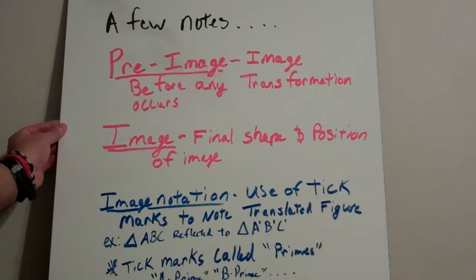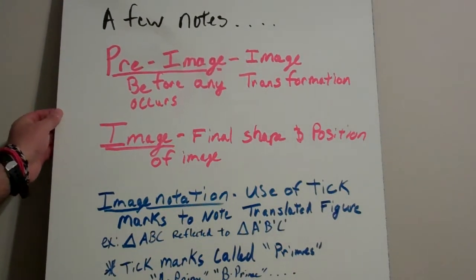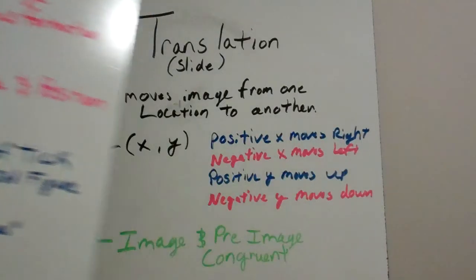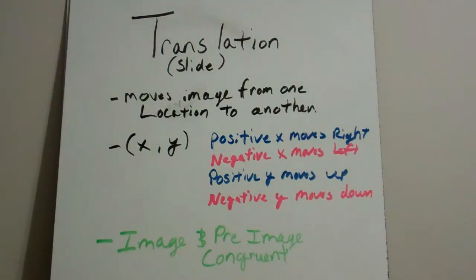So the first type of transformation we're going to look at is called a translation. And a translation is also called a slide. And with a slide, you are moving an image from one location to another.